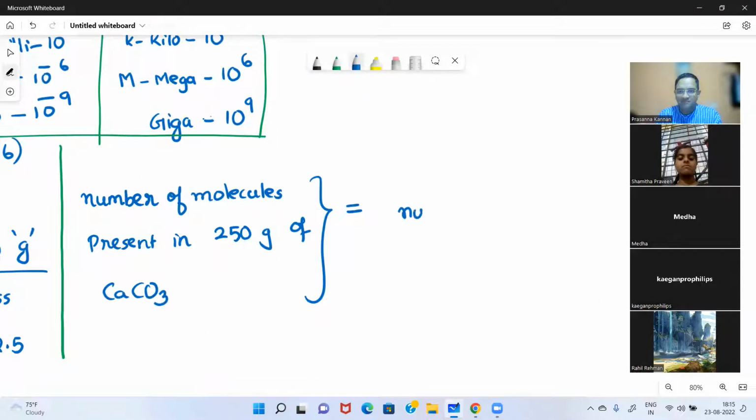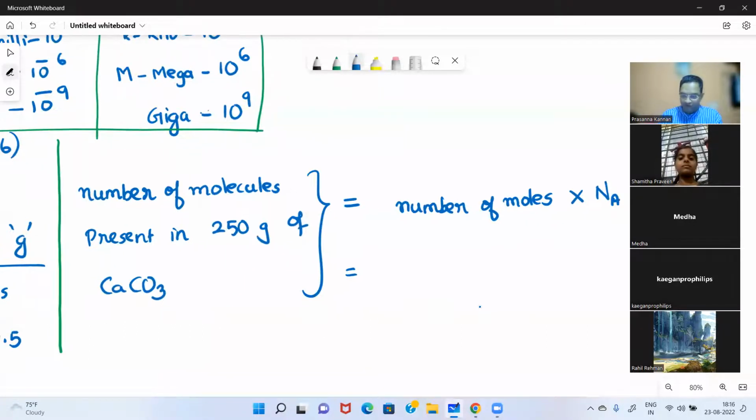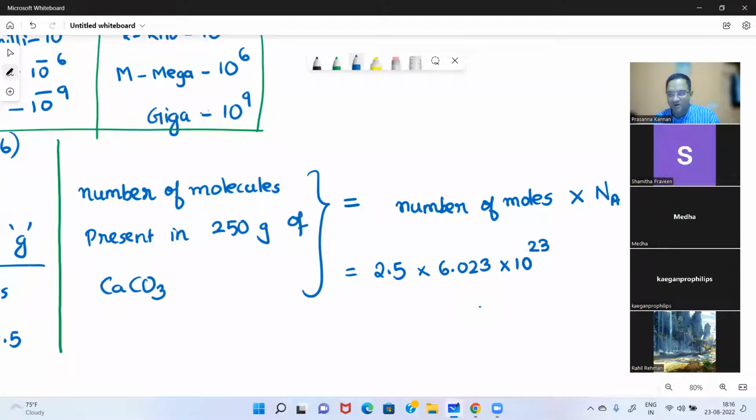So it's nothing but number of moles multiplied by Avogadro number. Here number of moles, how much we got? We have got 2.5. Therefore, it will be 2.5 multiplied by Avogadro number. What is Avogadro number? 6.023 into 10 to the power 23. Of course, you can use calculators as far as your board exam is concerned. But in competitive exams, I will recommend you to approximate 6.023 as 6 itself.